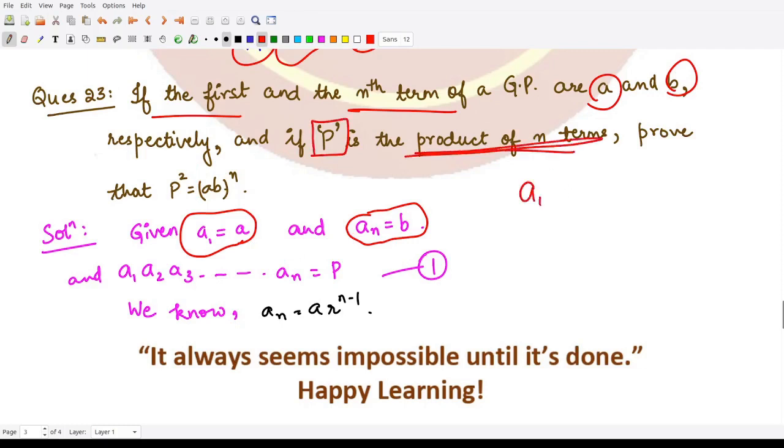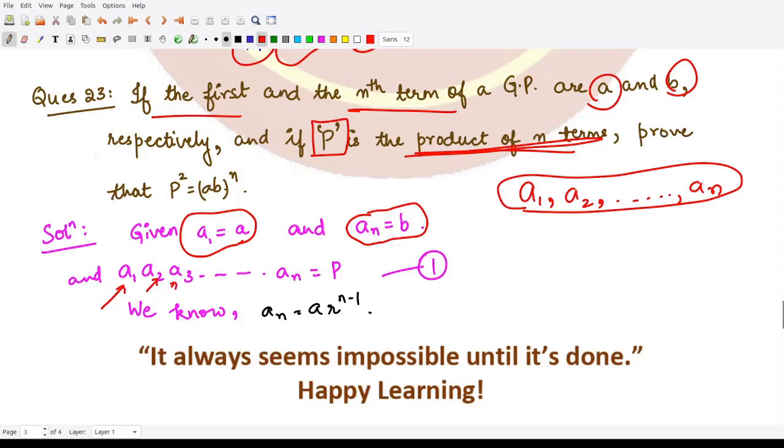And they are saying if capital P represents the product of n terms. So we are supposing the n terms of the GP are a1, a2 up to an, so that means their product would be equal to capital P. Let's mark this as equation 1. Now we can substitute the value of each of the terms here. What we need to prove? We need to prove that P square is equal to (AB) raised to power n. So let's see how we can do that.